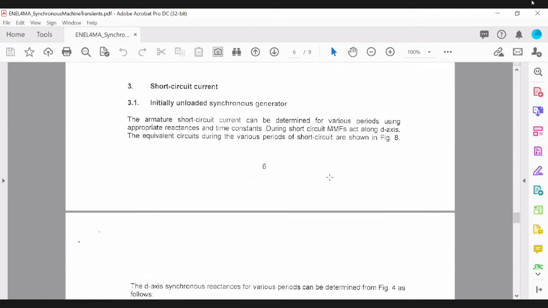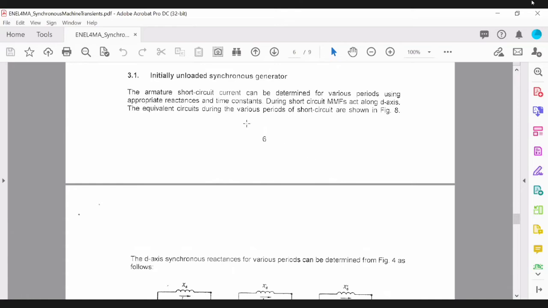Now we will look at how to determine the short circuit current, right? So initially, if the machine is unloaded, the armature short circuit current can be determined for various periods using the appropriate reactances as we discussed. So that will be your subtransient reactance, then your transient reactance, and then your steady state, which is your synchronous reactance.